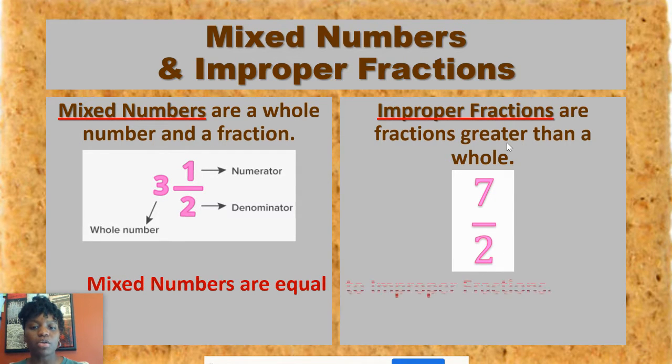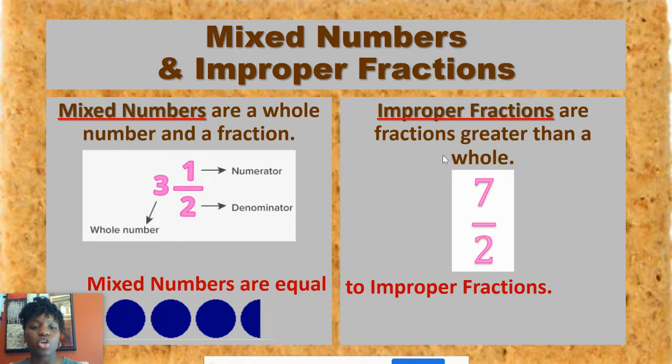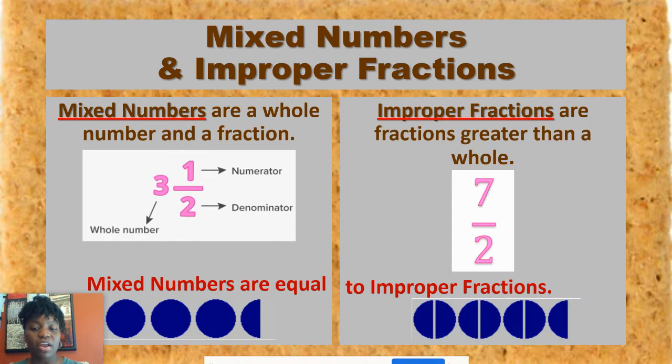Mixed numbers are equal to improper fractions. So over on this side, I have 3.5 circles. And over here, I have 1, 2, 3, 4, 5, 6, 7 halves. If I look very carefully, these two halves together make a whole. And these two halves make another whole. And these two halves make our third whole, and I'm left with a half. So mixed numbers are equal to improper fractions. And today, we're going to change these mixed numbers into these improper fractions.